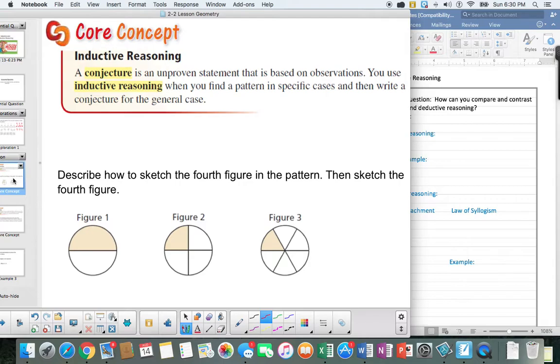Let's do it one more time. Describe how to sketch the fourth figure in the pattern. So I'm talking out loud. It looks like it's in half, and we shade the upper half. Then I'm doing it in fourths, and I'm shading it to the left. Then it looks like I'm shading it to 6. So this is 2, 4, 6. It looks like it's being cut in even numbers. So I'm going to assume that it's going to be 4, and I'm always going to shade this portion. And again, that's a conjecture on my part. That's a guess that I'm thinking through the pattern.